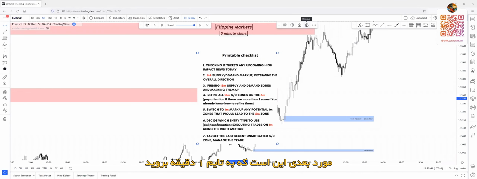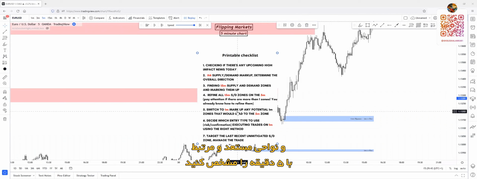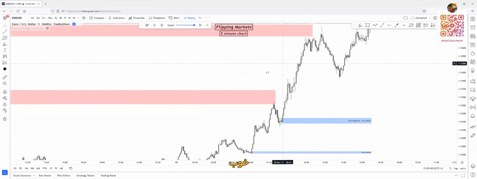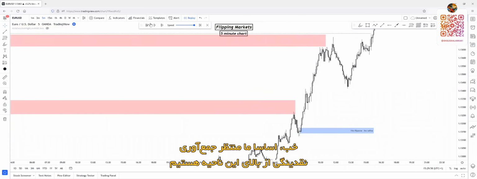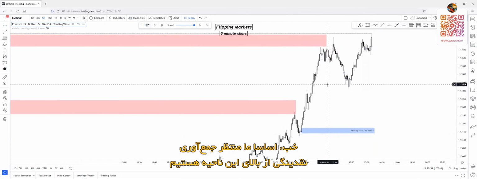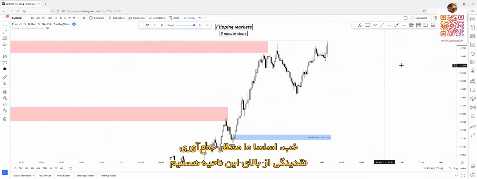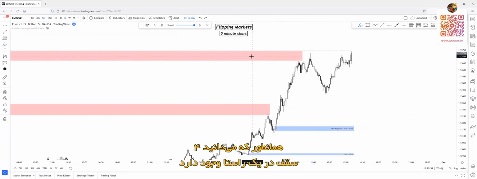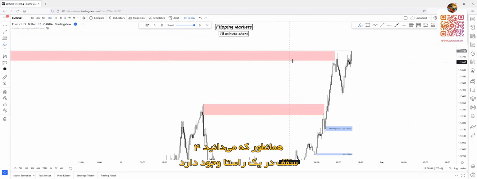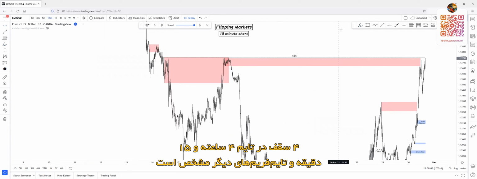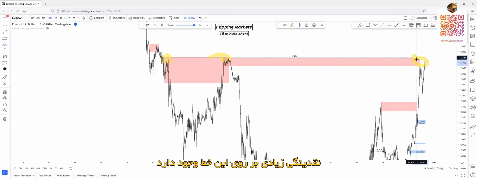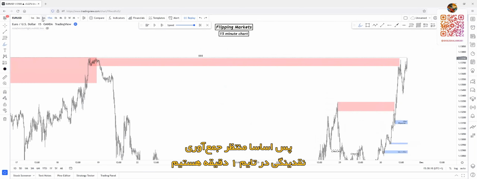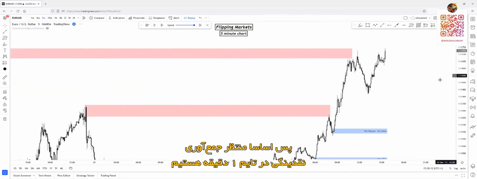Okay, so let's see the next step. As you can see, it says switch to the 1-minute chart and mark up any potential 1-minute zones that could lead to the 5-minute zones. Okay, so basically we are waiting for the liquidity sweep from above this region. So as you may know, there are 4 equal taps on the 4-hour chart, on the 15-minute chart, on any chart. So there's huge liquidity on this line. So basically we are waiting for the sweep of this liquidity on the 1-minute chart.